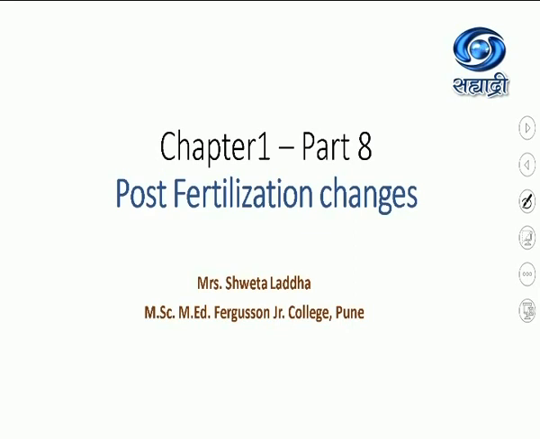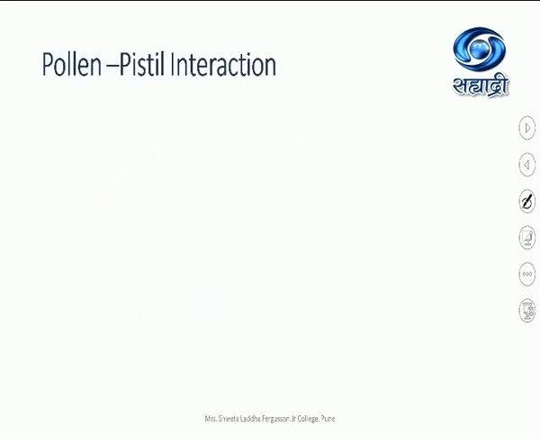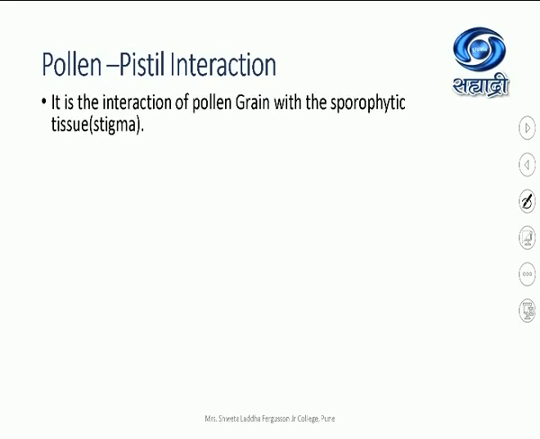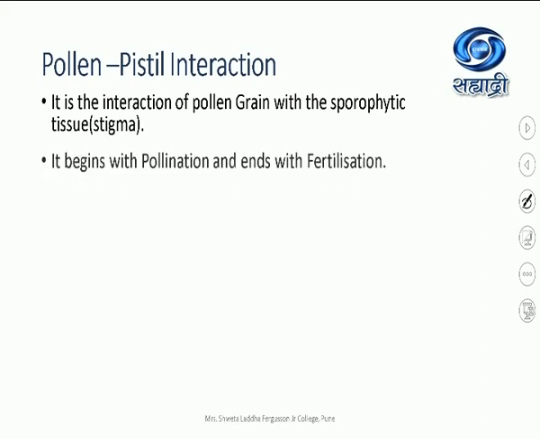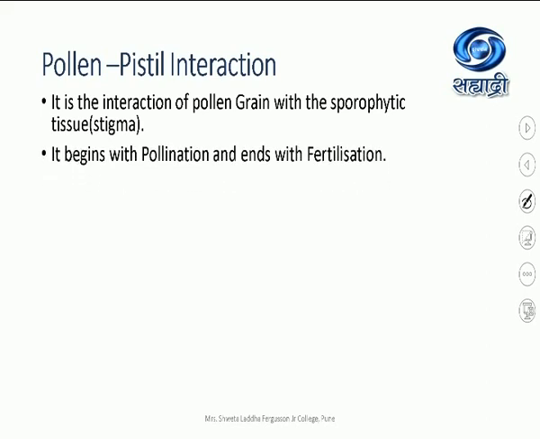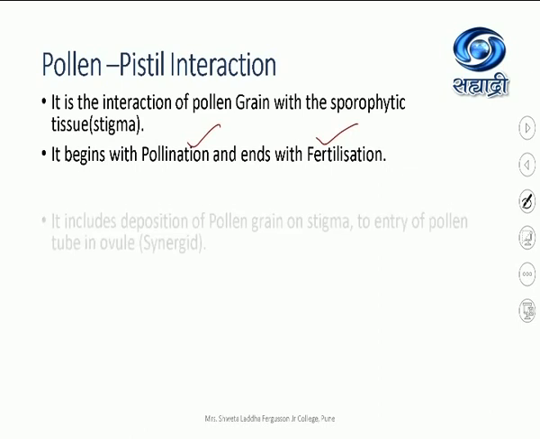Now let us see what are the post-fertilization changes. In this, we'll first study pollen-pistil interaction. It is the interaction of the pollen grain with the sporophytic tissue or the stigma. So the pollen grain is falling on the stigma of the flower. It begins with pollination and ends with fertilization. Pollen-pistil interaction will always begin with pollination and end with fertilization.